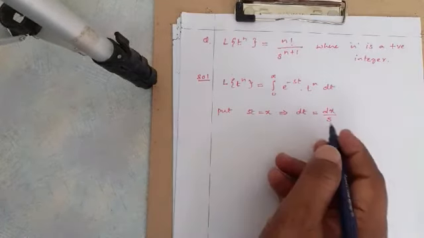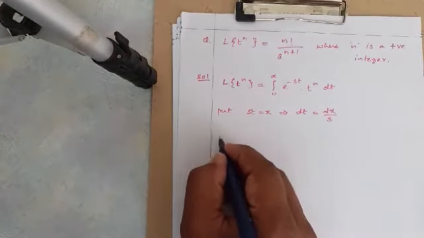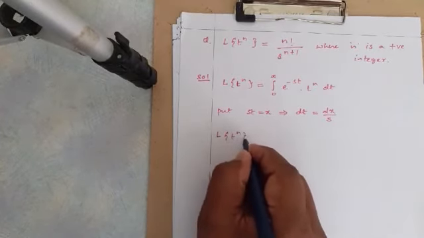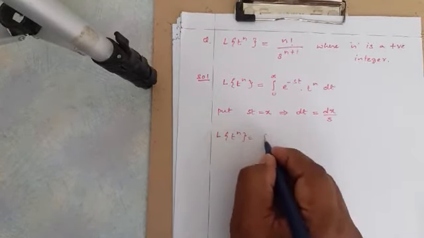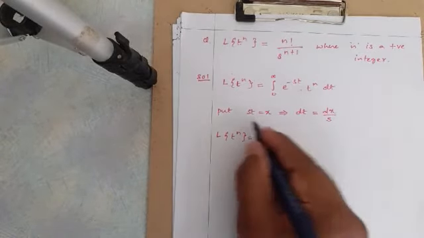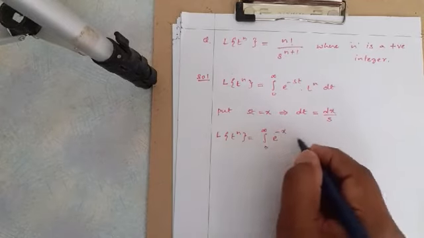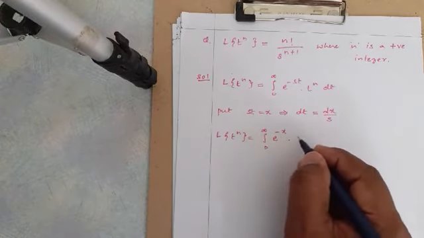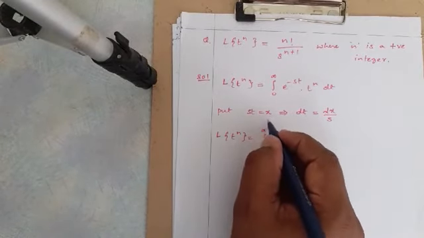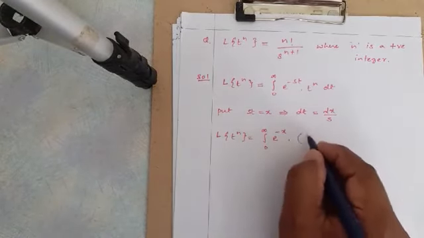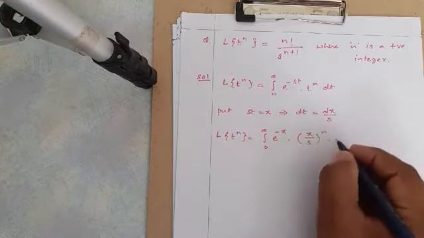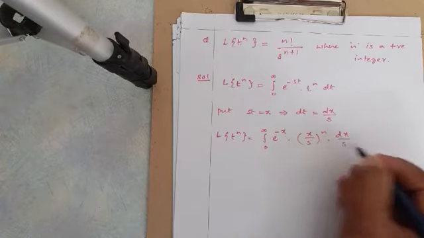You get this s I take to other side, that becomes dt is equal to dx by s. Then when you apply to Laplace of t power n, here when you substitute this in this definition, integral 0 to infinity e power, in the place of st we write x, minus x into t is nothing but, from this we can take t is equal to x by s, so I can write this as x by s whole power n, into the place of dt I can write dx by s.